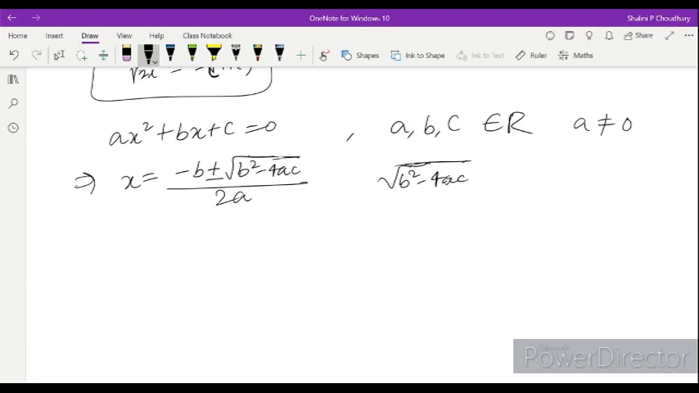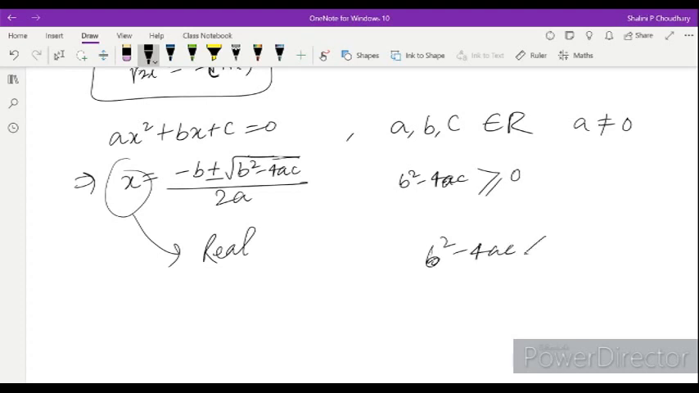It means अगर ये जो square root हमने लिया है, if this value is greater than 0 or greater than or equal to 0, it means the roots of x, that will be real, a real number. If b square minus 4ac is lesser than 0, it means this value will be imaginary. Okay, एक imaginary number होगा.